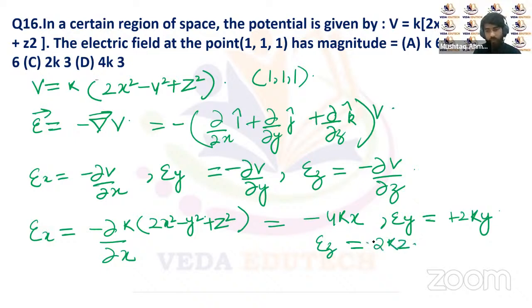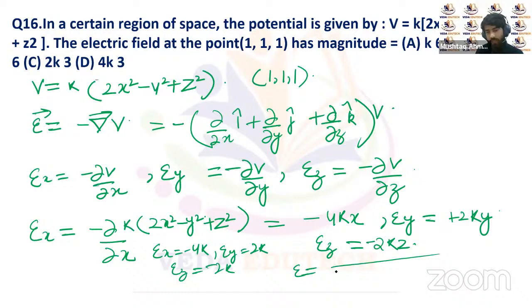With a negative sign, minus 2k into z. Now at the point 1, 1, 1, we'll have Ex equal to minus 4k, Ey equal to 2k, and Ez equal to minus 2k. So the magnitude of the net field in this case will be under root of Ex square plus Ey square plus Ez square. It will be 4k whole square plus 2k whole square plus 2k whole square. So it will be 16 plus 4, which is 20, and into 4 will be 24. It will be k root 24.